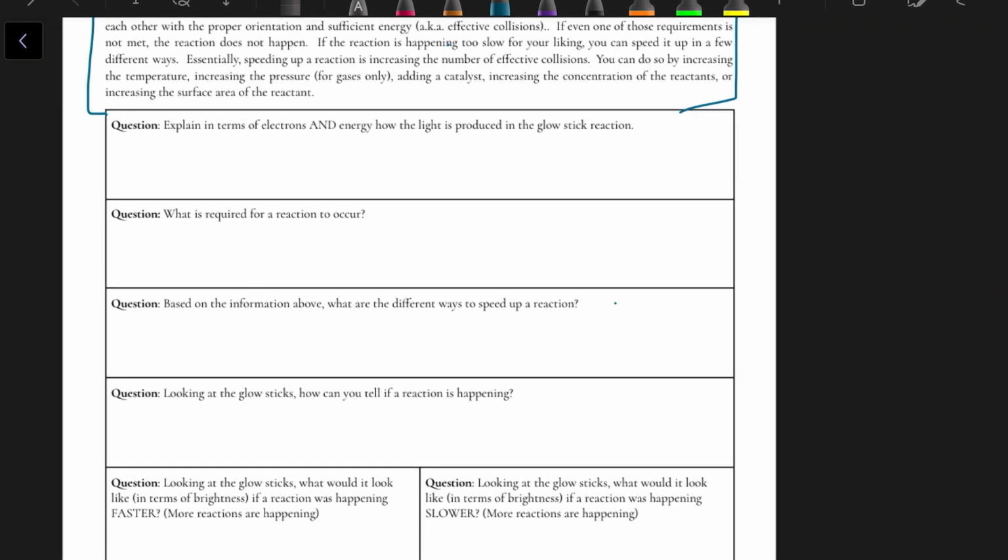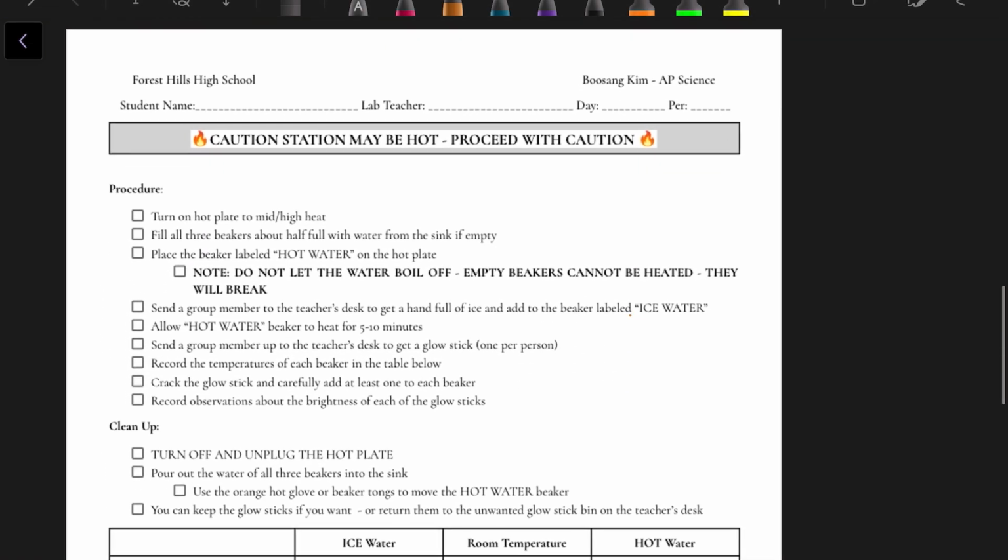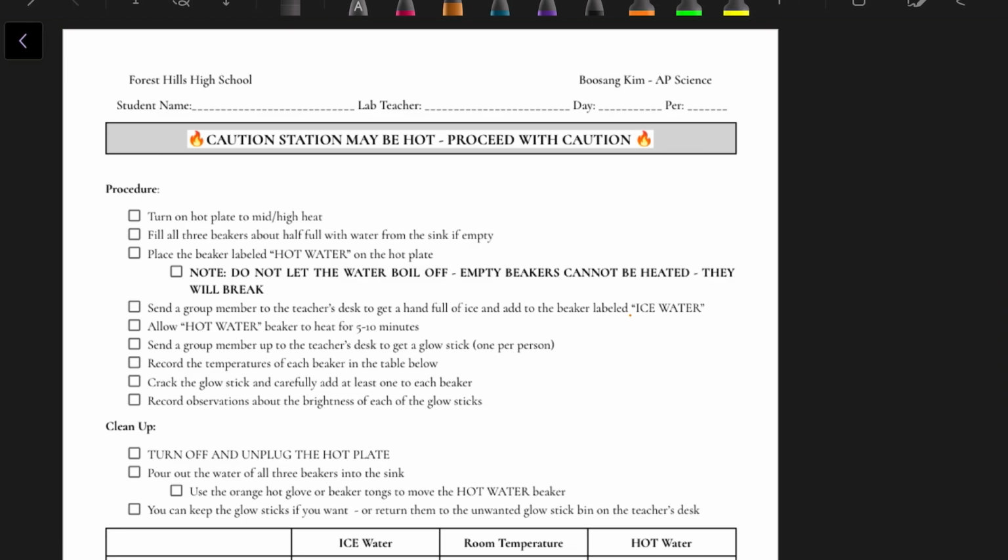Questions on the front can be completed solely using your knowledge of chemistry and the information above in the background information section. Second part is the actual hands-on part. So just a heads up, each station will be hot, so just make sure you are proceeding with caution.